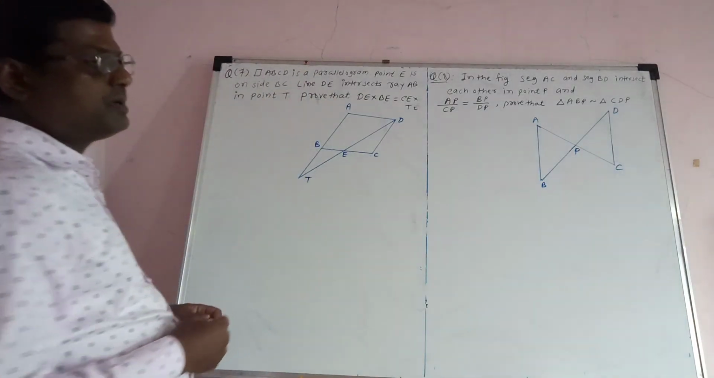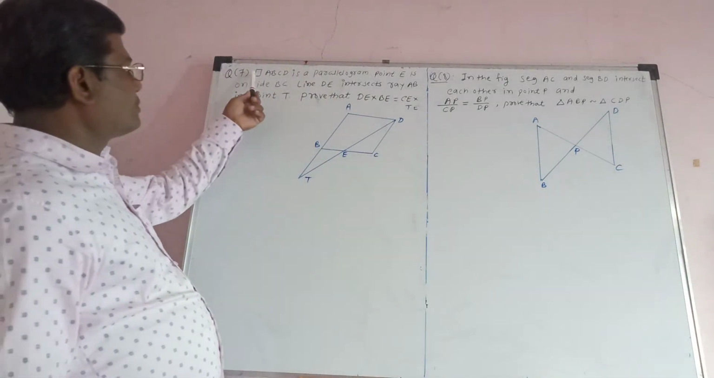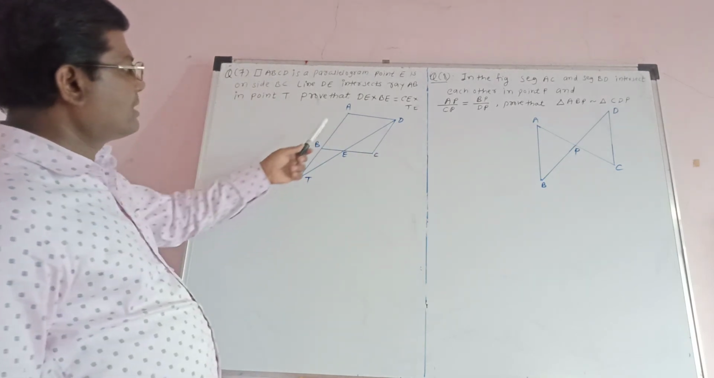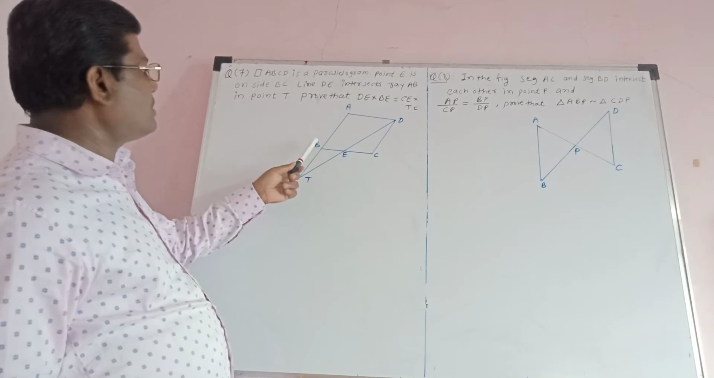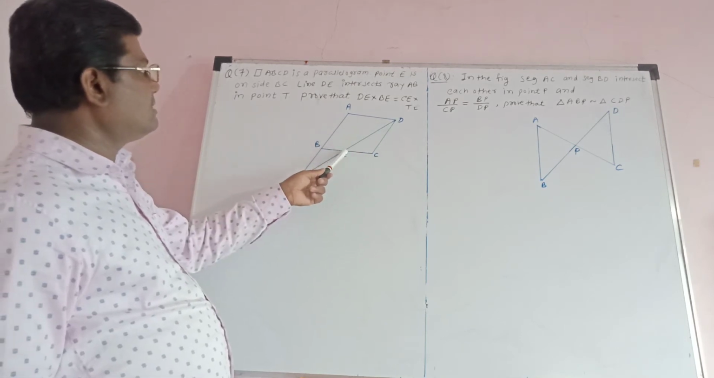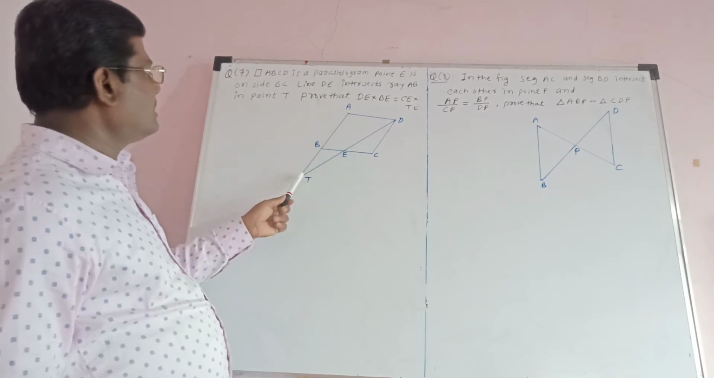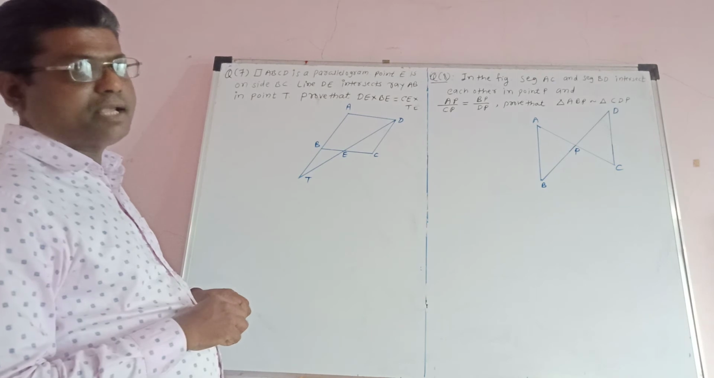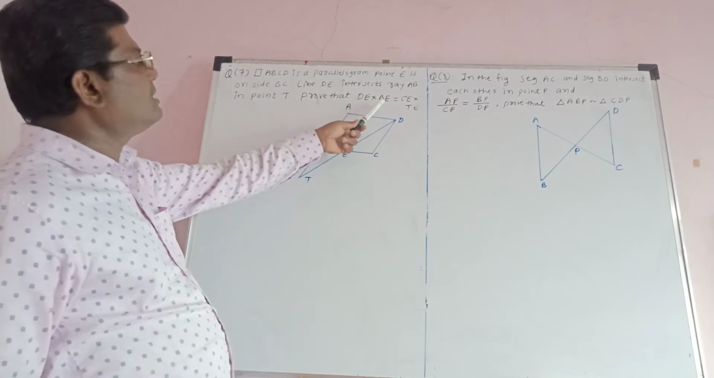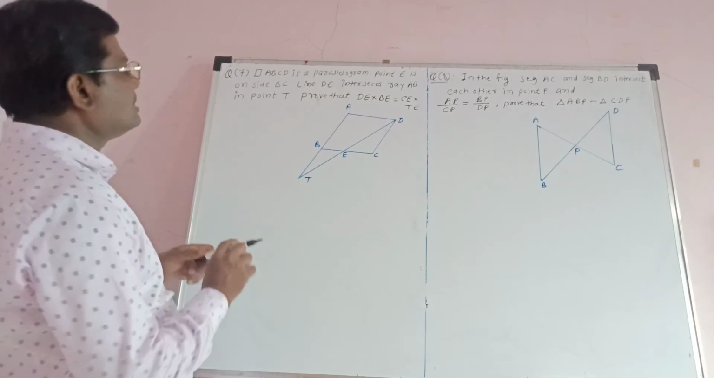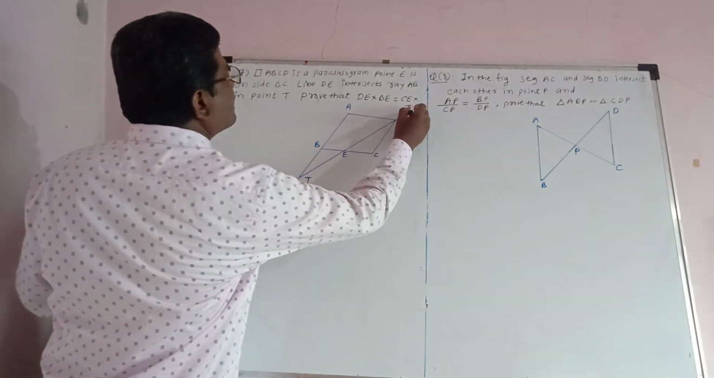Now example number 7. Quadrilateral ABCD is a parallelogram. Point E is on side BC and DE intersects ray AB in point T. Then prove that DE into BE is equal to CE into TE.